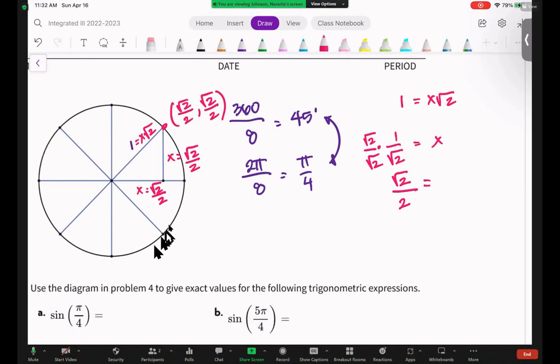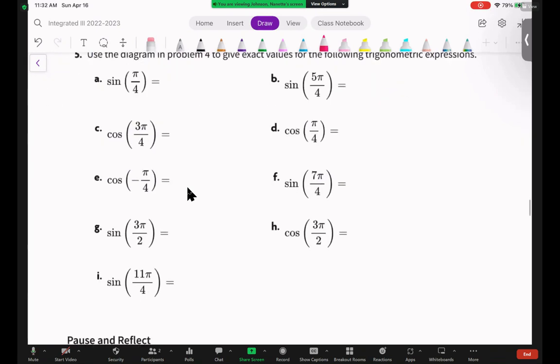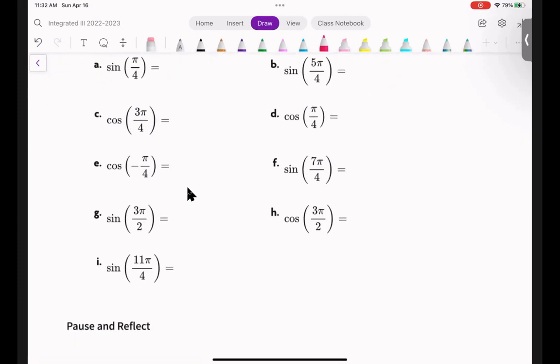So go ahead and label all of these, and then go ahead and do all of these. And then we'll check answers during class to make sure everybody's on the same page.